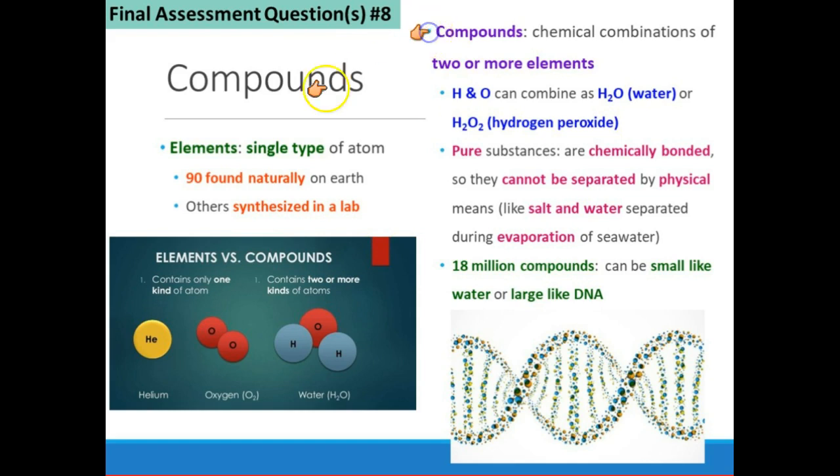So when we take 2 elements, or more than 2 elements though, and we begin to chemically combine them, those are what compounds are. So for example, the 2 elements hydrogen and oxygen can be combined into different compounds, such as water, which is 2 hydrogens, 1 oxygen, or hydrogen peroxide, which is 2 hydrogens, 2 oxygens, right? These are still considered pure substances because they are chemically bonded, so you can't physically separate them like how we can physically separate salt and water with evaporation, right? The only way you could separate them is through a chemical reaction. So things are pure unless they can be separated by physical means. There are about 18 million compounds. They can be as small as water or as large as something like DNA, which is in your cells and makes you who you are.